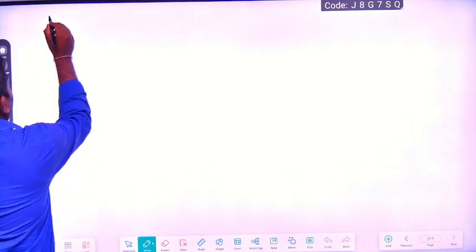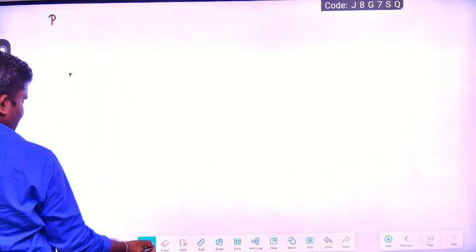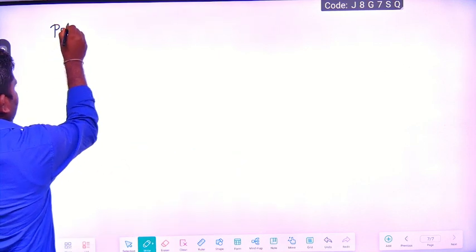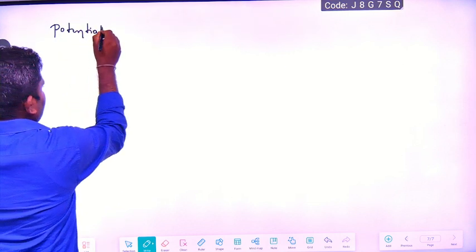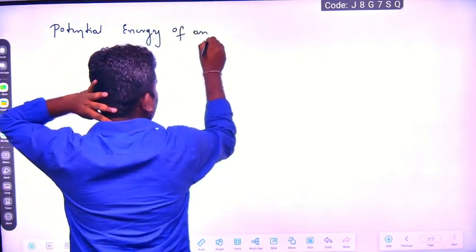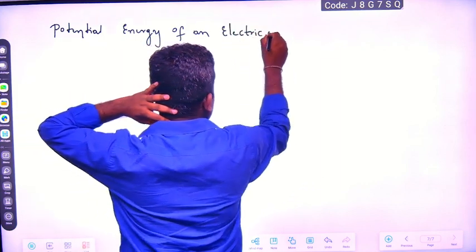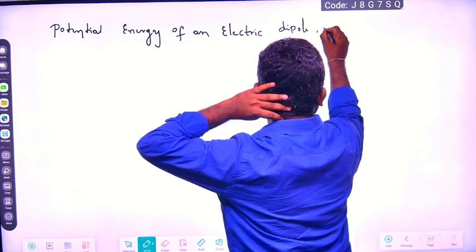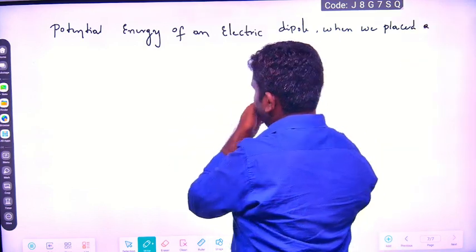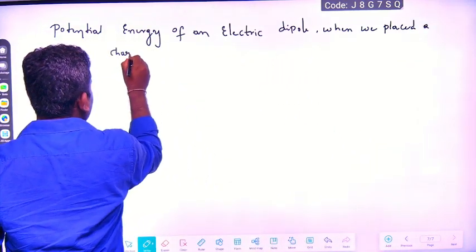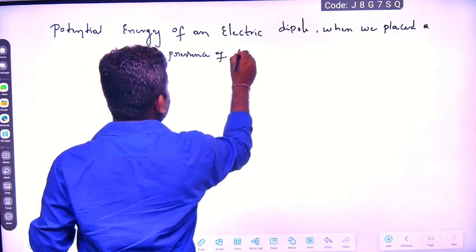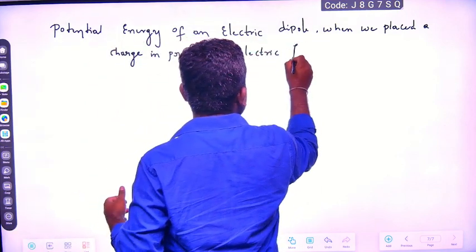Please take: potential energy of an electric dipole when we place a charge in presence of electric field lines.